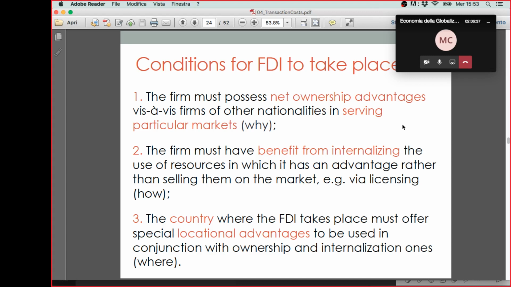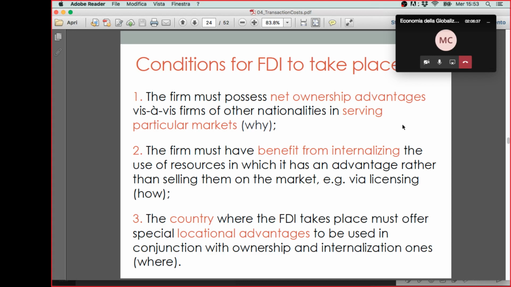Now, I wanted to show you also this empirical paper, but it's already almost 4, so I will skip this. The idea was just to show you that this approach, the OLI approach, is also used in recent research to study the drivers of foreign direct investment. It is a very simple framework that is very easy to apply to empirical research.